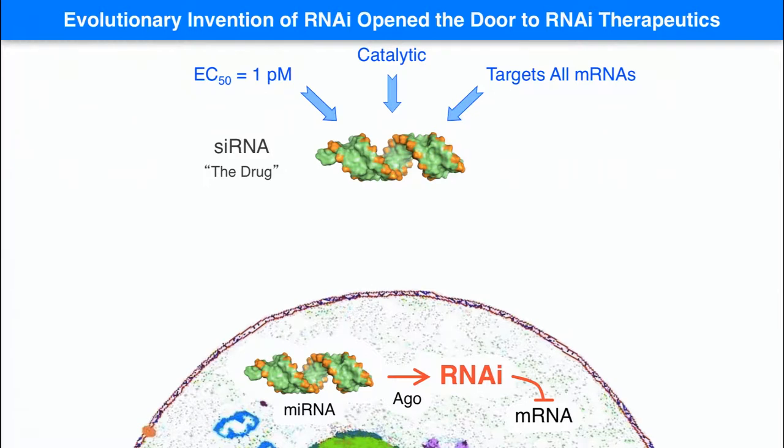So the effective concentration is 1 picomolar. There are few, if any, small molecule inhibitors that have a 1 picomolar IC50, for instance, EC50, because of the mechanism of action. It's catalytic, which is why the EC50 is so low, and you can target each and every mRNA.